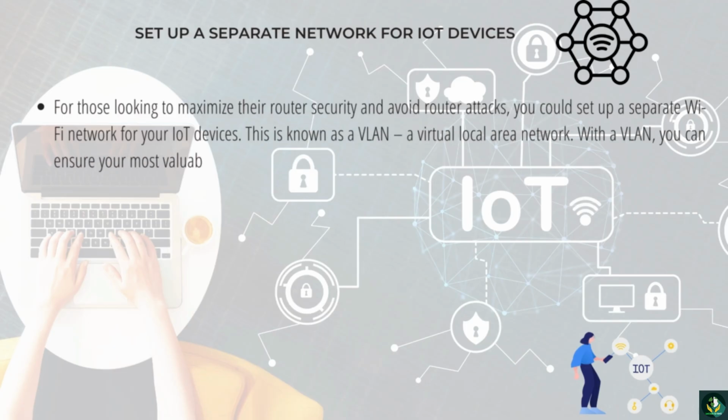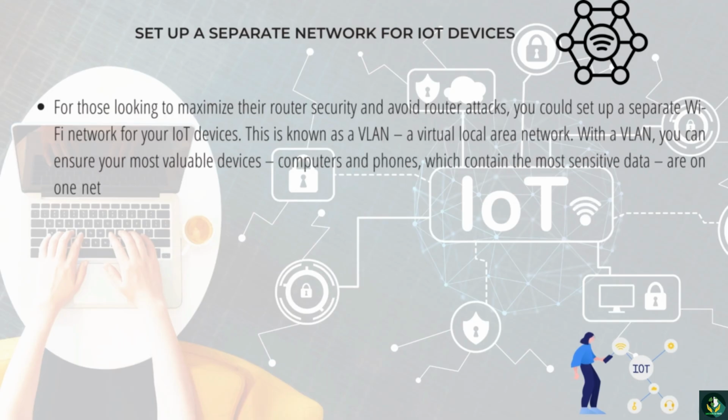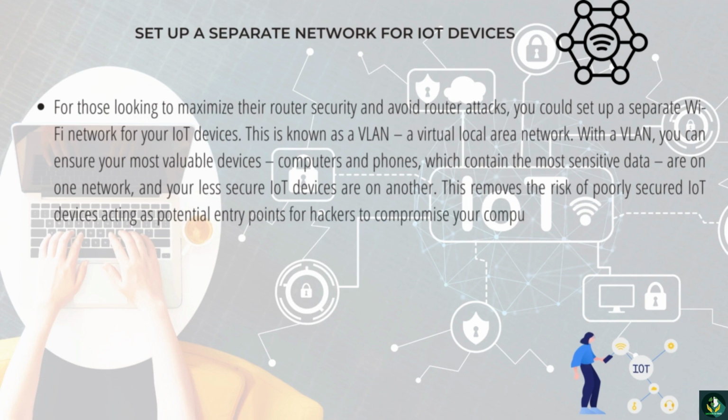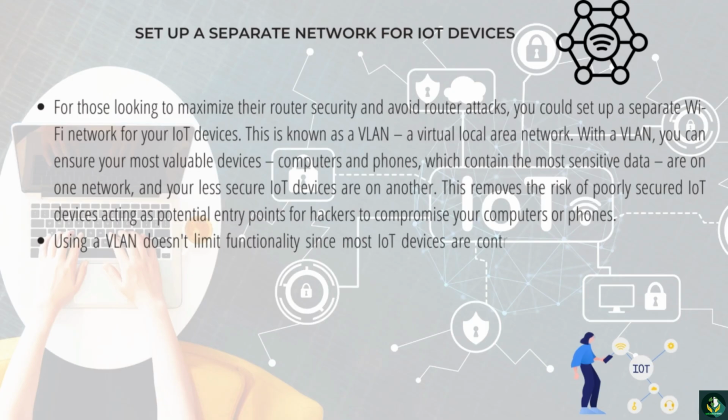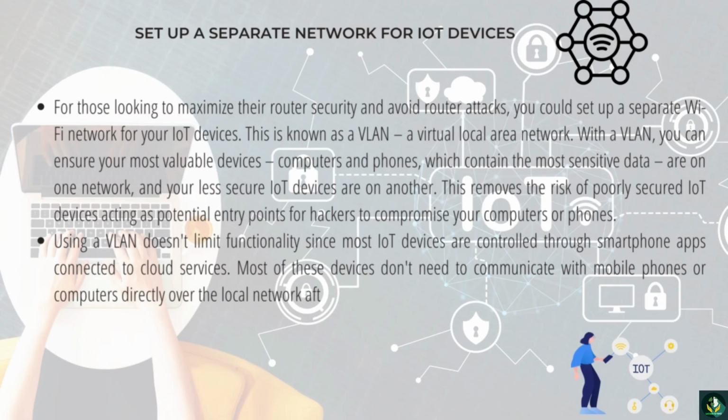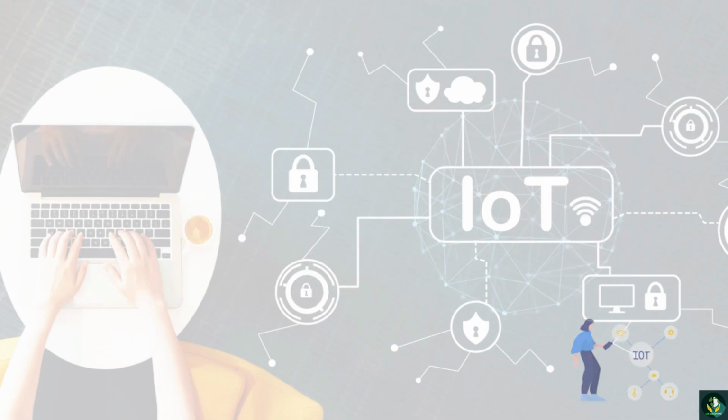With a VLAN, you can ensure your most valuable devices, computers and phones, which contain the most sensitive data, are on one network, and your less secure IoT devices are on another. This removes the risk of poorly secured IoT devices acting as potential entry points for hackers to compromise your computers or phones. Using a VLAN doesn't limit functionality, since most IoT devices are controlled through smartphone apps connected to cloud services. Most of these devices don't need to communicate with mobile phones or computers directly over the local network after their initial setup if they have internet access.